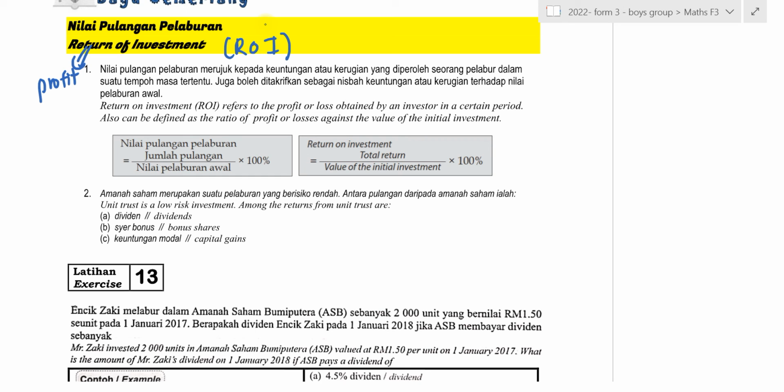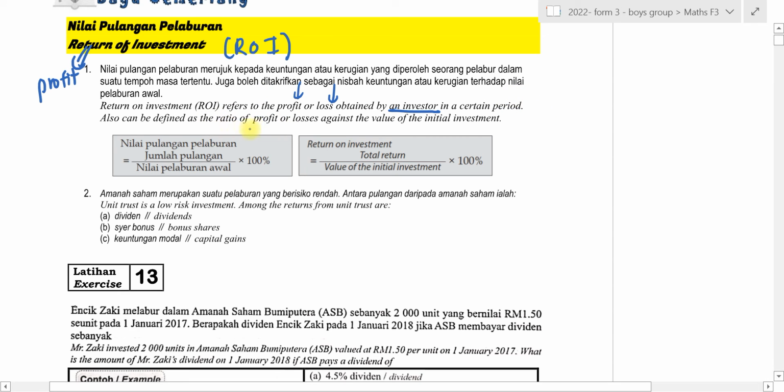Interest of the bank that gave you, right? That is your ROI. The profit you gain when you keep money somewhere. Okay, that is return of investment. Return of investment can not only be profit, it can be loss as well. That means negative profit.